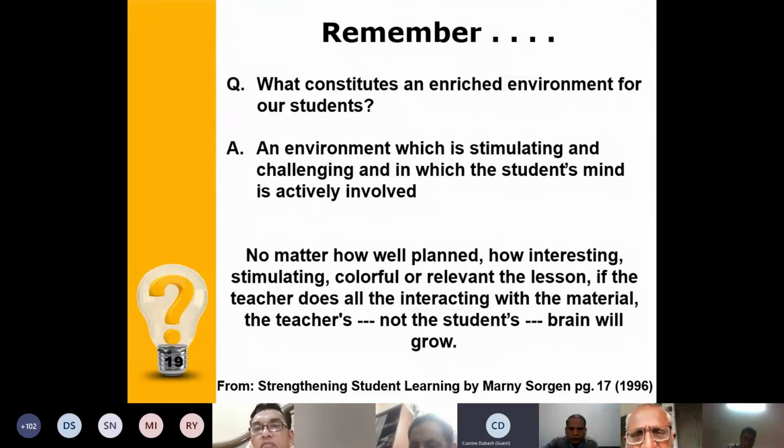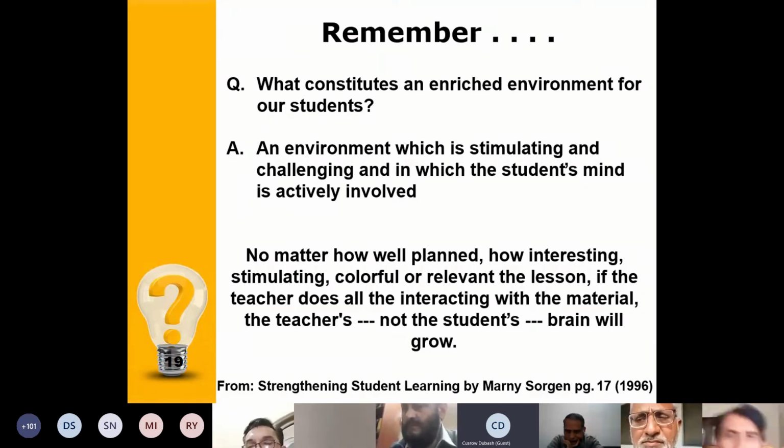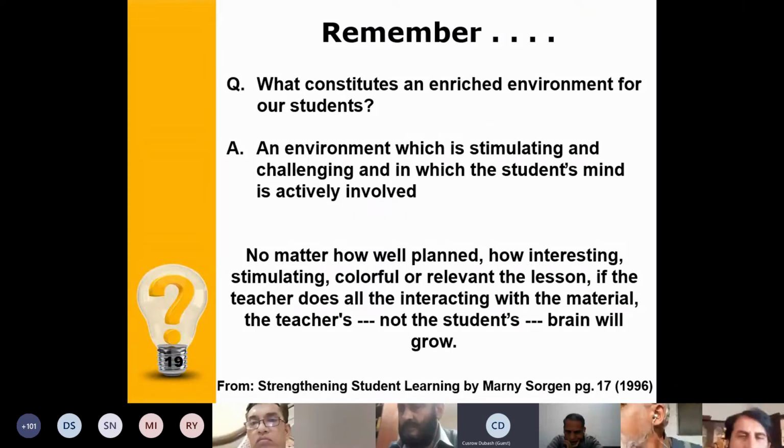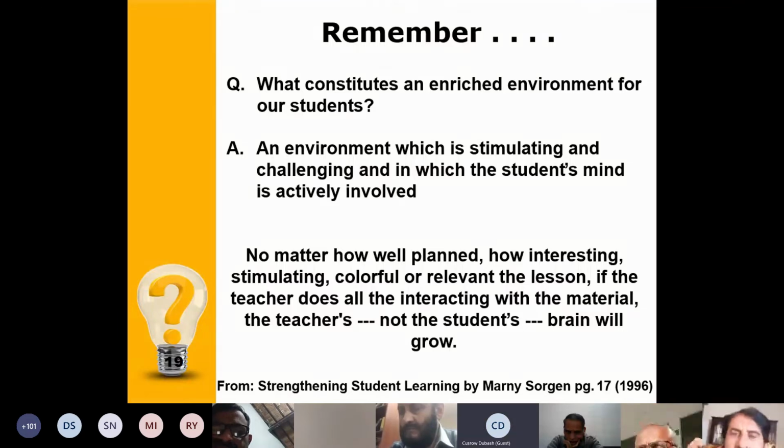You see why we need to have an active classroom? And no matter how well planned, how interesting, stimulating, colorful, and relevant the lesson, if the teacher does all the interacting with the material, the teacher's, not the student's, brain will grow. Interaction बच्चों ने करना है. टीचर के साथ, आपस में बच्चों के साथ, कंटेंट के साथ, टेक्स्ट बुक के साथ, मटेरियल के साथ, स्किल के साथ. Then good enriched environments will be there in our classrooms.